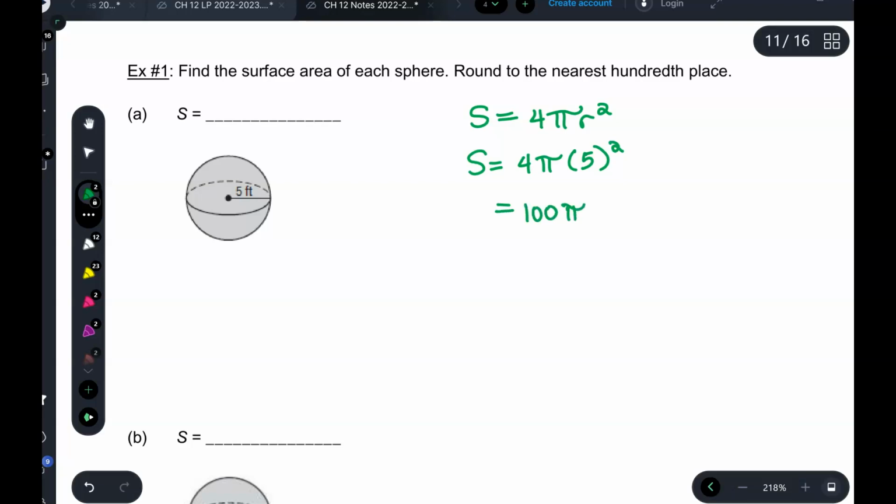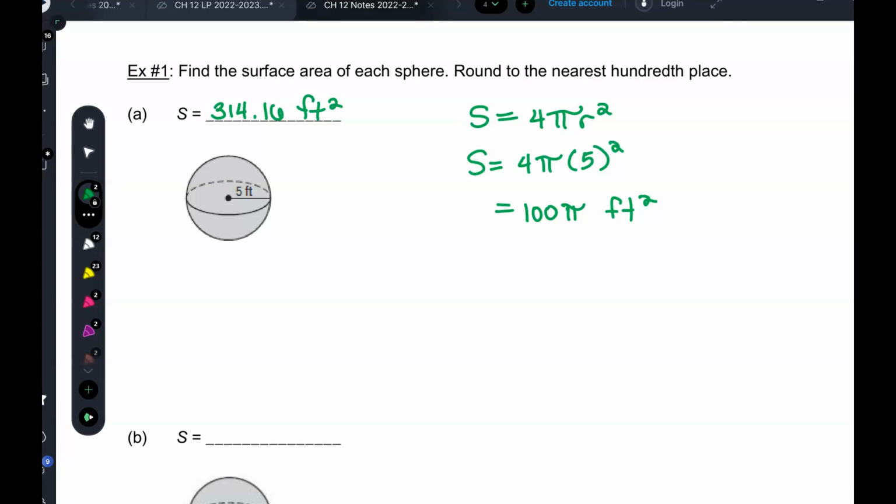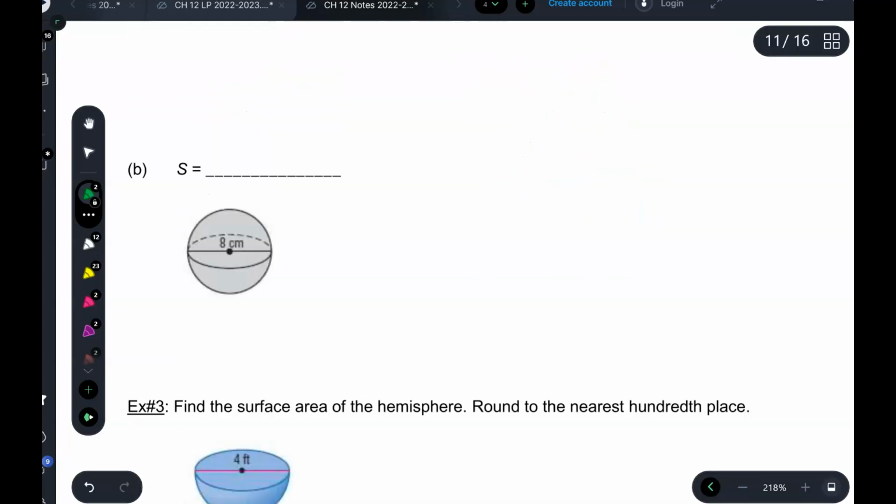100 pi. I don't want to do it by calculator, or it can just be left as 100 pi. Okay, so it's 314.16.